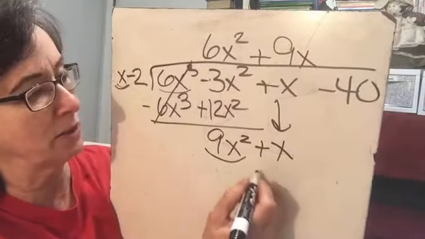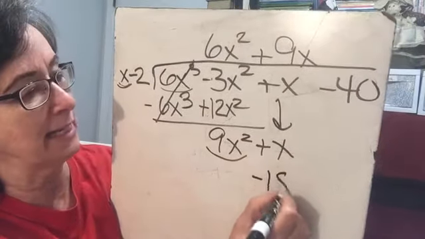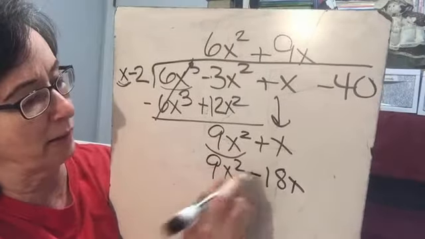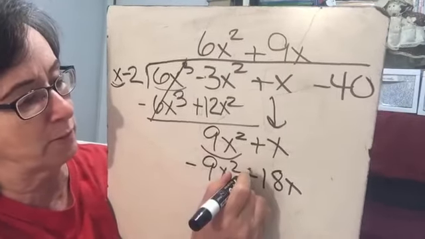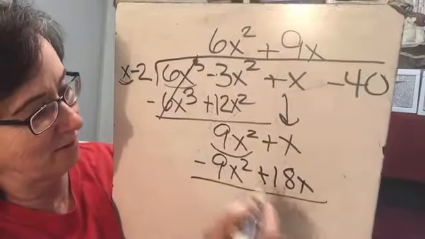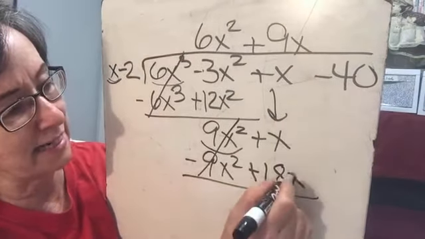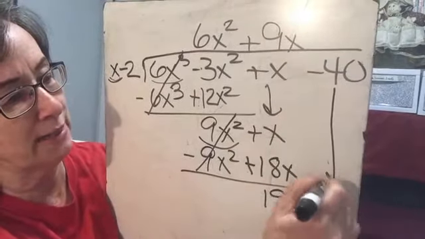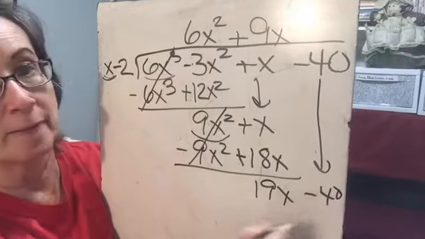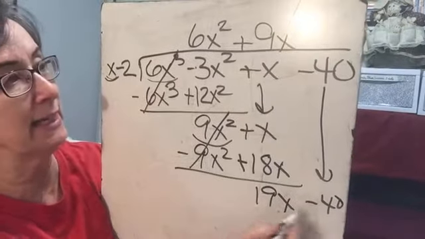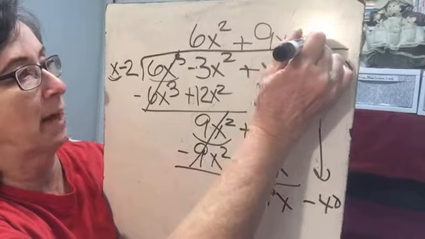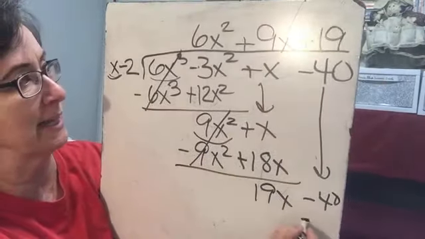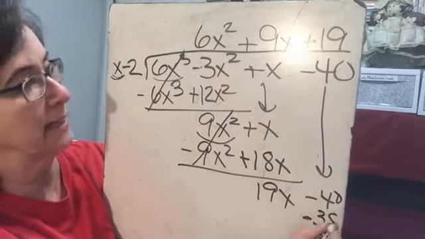9x times a negative 2 is a negative 18x. 9x times x is 9x squared. I'm subtracting, so I'm going to change both signs. And now this goes out. 18x plus x is 19x. Minus 40. Now x into 19x is positive 19 times. 19 times a negative 2 is a negative 38.